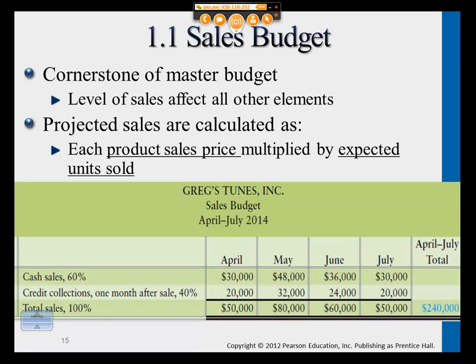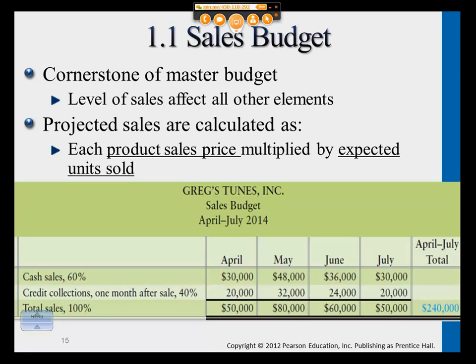So how do I do that? I need to analyze each of the product prices, right? That's another component that I need to get. And then I need to multiply it by the number of units I'm expecting to sell. Okay? These two components might be given, might not, but they are the ones I'm using to put together my sales budget. So my predicted price and the amount I'm predicting to sell. I multiply those two, and that's my projected sales volume, right?